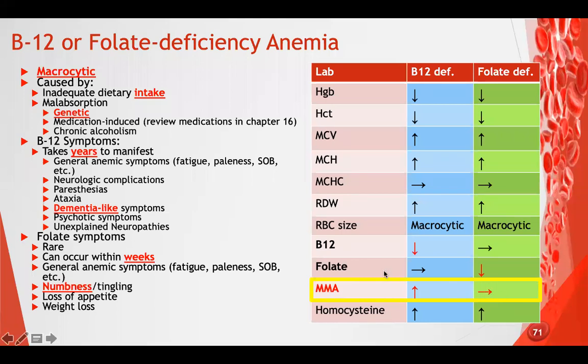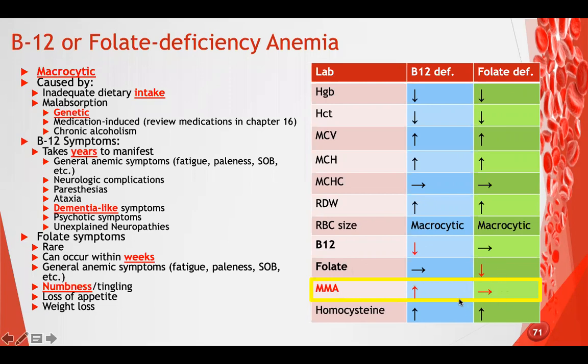With the MMA, the methylmalonic acid, this one will be increased, but it will remain normal in folic acid deficient anemia. So that's very important because essentially all of the lab values will appear the same, of course, with the exception of the B12 and folate levels, but the difference between the two will be that methylmalonic acid. It will always be elevated in vitamin B12 deficiency, and it will always be normal in folate deficiency.